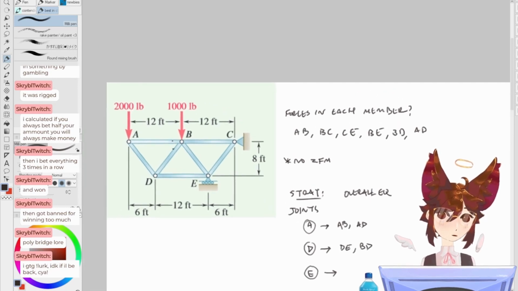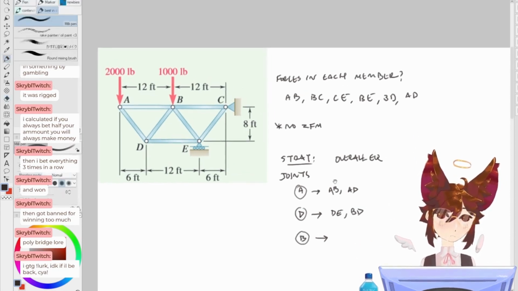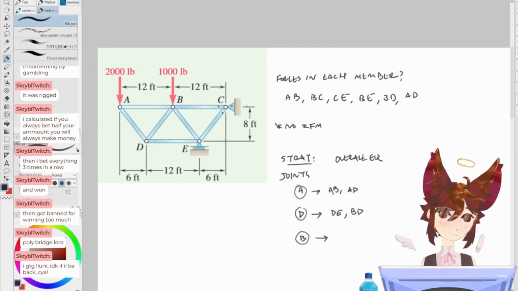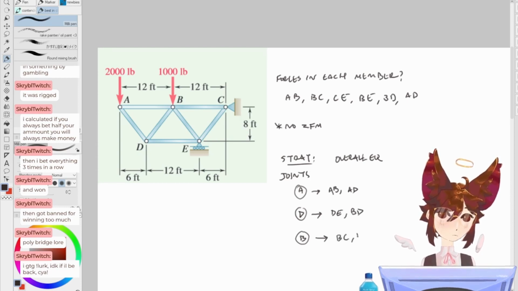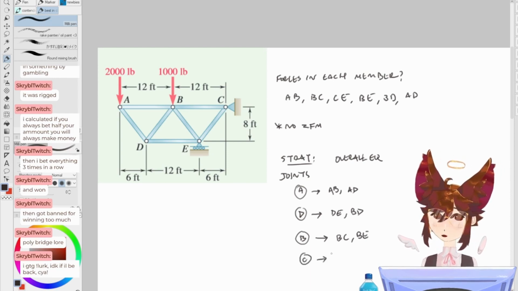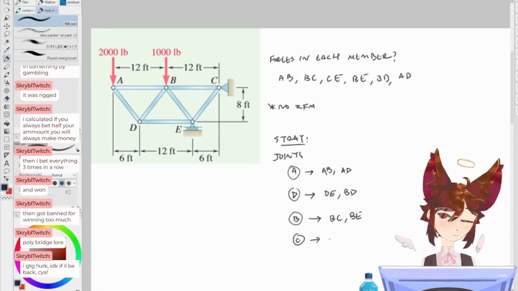Because then we know this, this, and this. Oh, wait. Then I can do B, if we have this and this and this. Yes, I can do C. So B is going to give us BC and BE. We can do C. I don't even think I need to do overall equilibrium. C will give us CE.